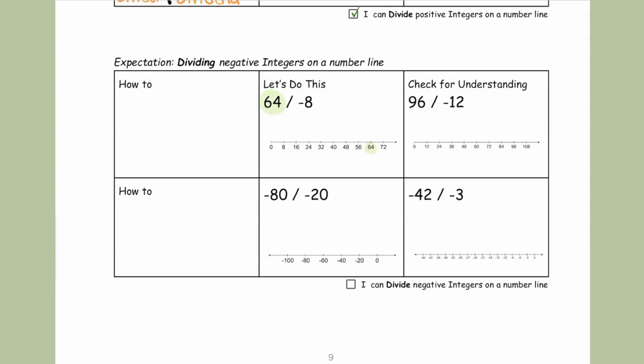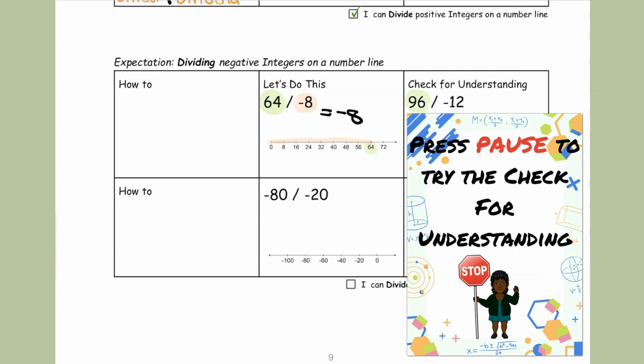Okay, so the first one here, we're going to start at 64, and we want to jump 8 spaces at a time to get back to 0. How many spaces are we going to jump here? 3, 4, 5, 6, 7, 8. We jumped 8 spaces to get back to 0. So positive 64 divided by negative 8 is negative 8.